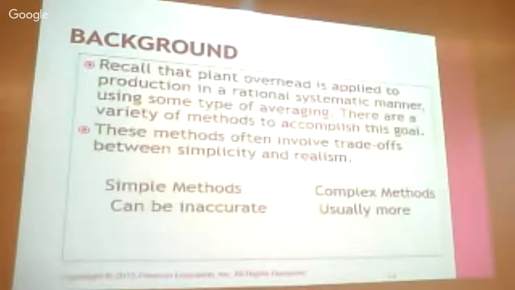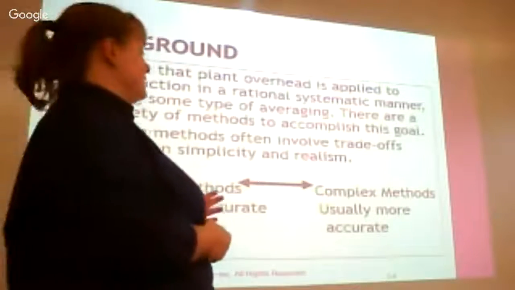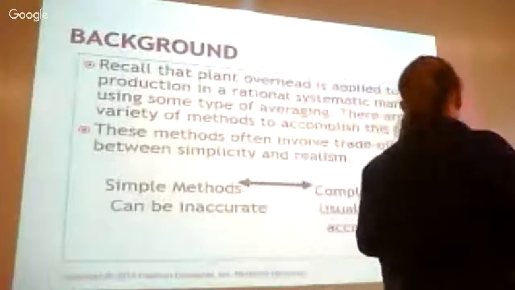So a little bit of background. Now, recall that plant overhead is applied to production in a rational, systematic manner, using some type of averaging. There is a variety of methods to accomplish this goal. These methods often involve trade-offs between simplicity and realism. We have the simple methods, which can be inaccurate, and then complex methods that are usually more accurate.